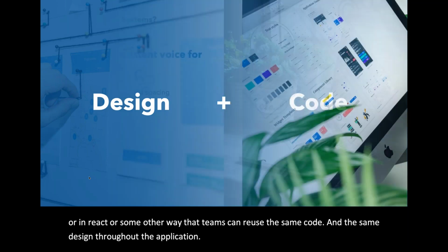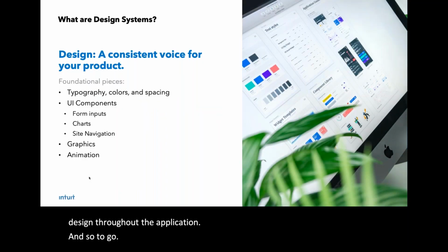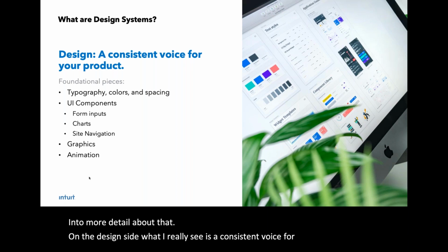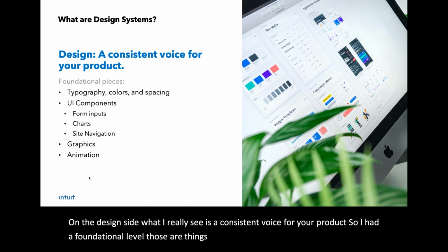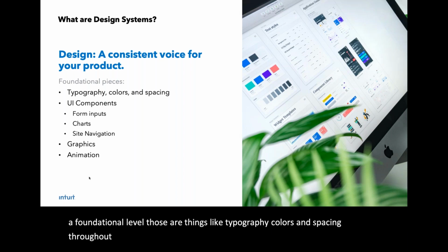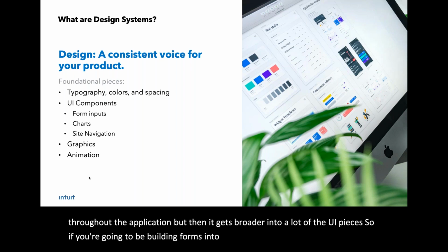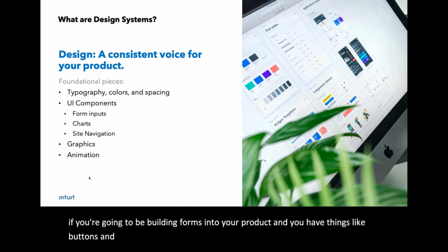And so to go into more detail about that, on the design side, what I really see is a consistent voice for your product. So at a foundational level, those are things like typography, colors, and spacing throughout the application. But then it gets broader into a lot of the UI pieces. So if you're going to be building forms into your product and you have things like buttons and inputs, all of those having the same consistent design.